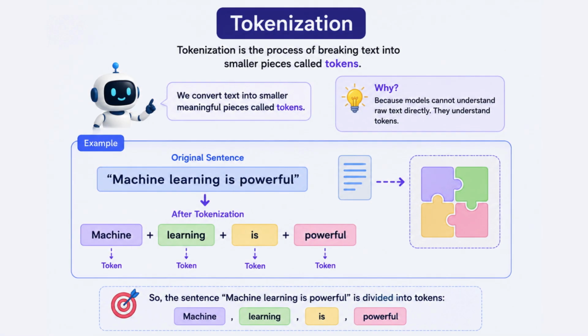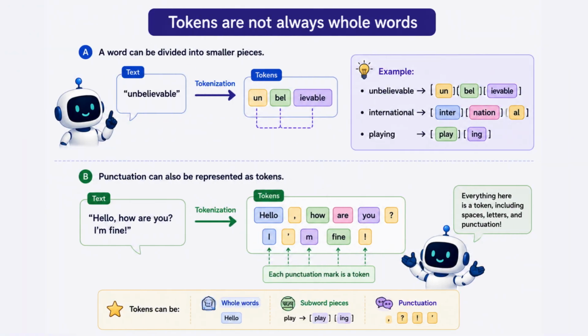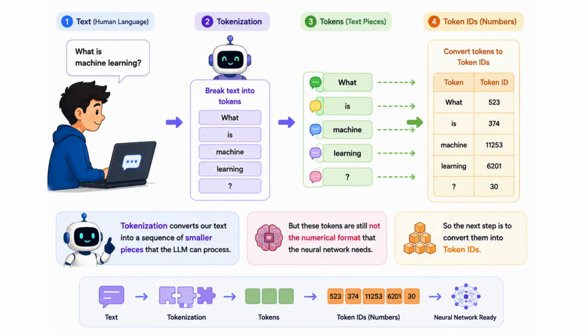Tokenization is the process of breaking text into smaller pieces called tokens. For example, the sentence "machine learning is powerful" could be divided into tokens such as "machine", "learning", "is", and "powerful". However, a token doesn't always represent one complete word. A word can sometimes be divided into smaller pieces, and punctuation can also be represented as tokens. So, simply put, tokenization converts our text into a sequence of smaller pieces that the LLM can process.